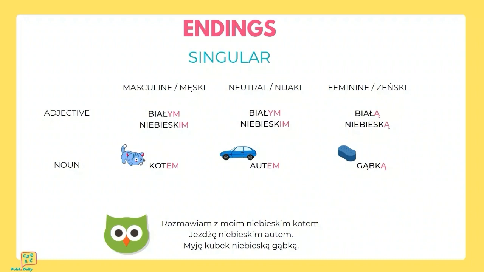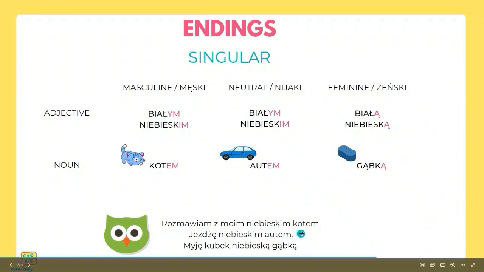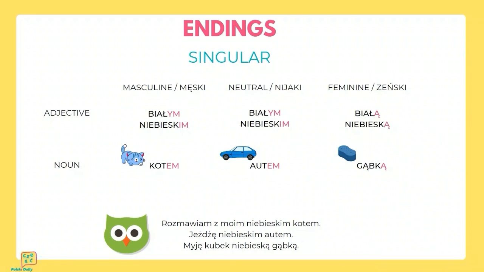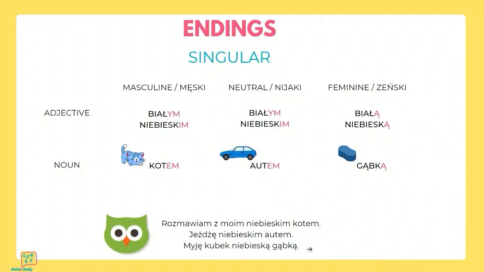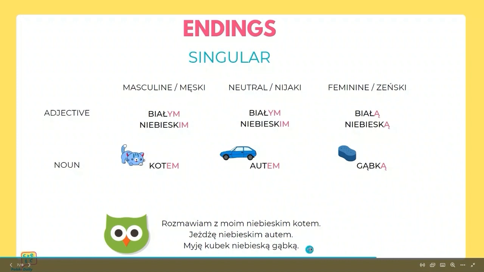Feminine is even easier. My God, it's the easiest thing in Polish language. You just basically write the tail to letter A. And you pronounce it on: białą, niebieską, gąbką. Here are some examples. Rozmawiam z moim niebieskim kotem. I talk with my blue cat. Jeżdżę niebieskim autem. I drive a blue car. Myję kubek niebieską gąbką. I wash a mug with a blue sponge.